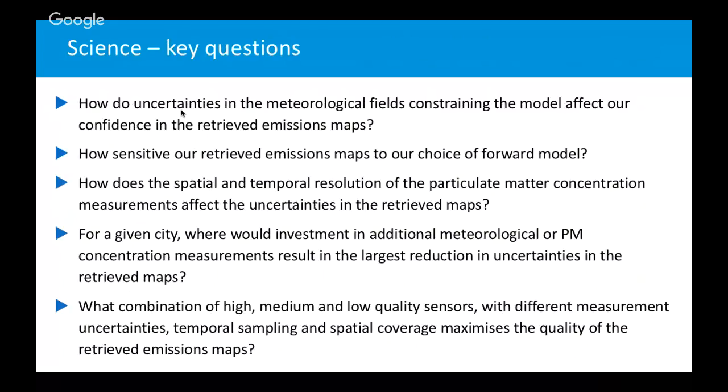So the key science questions we want to answer through this project are: how do the uncertainties in the meteorological fields affect our confidence in the emissions maps? How sensitive are those maps to our choice of the forward model, so using Lagrangian or Eulerian dispersion modeling? How does the spatial and temporal resolution of the aerosol measurements that we have affect the uncertainties? And we can do that both in the model space and in the measurement space.